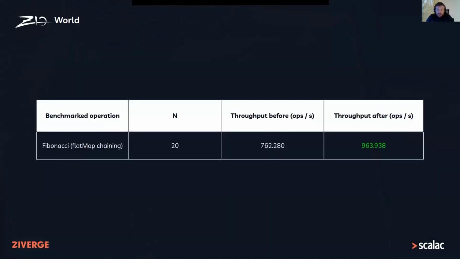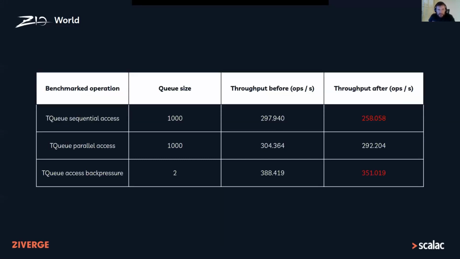First, and I would say the most important benchmark for this, is how fast can we do steps chaining or transaction chaining. The usual experiment for this is to calculate some relatively large Fibonacci number in the most inefficient way by recursively flat mapping stuff. And as you can see, the old throughput of about 760 ops per second grew to 960 ops per second. I'm saying this is probably the most important operation, as mostly in the wild STM is used through flat mapping individual transactions.